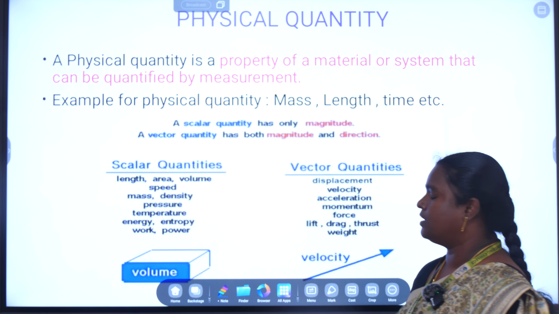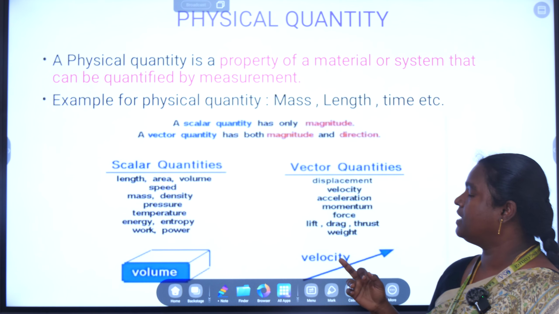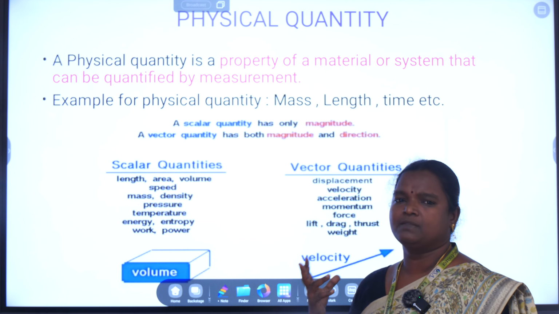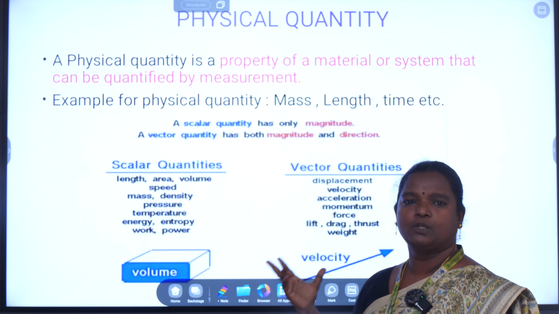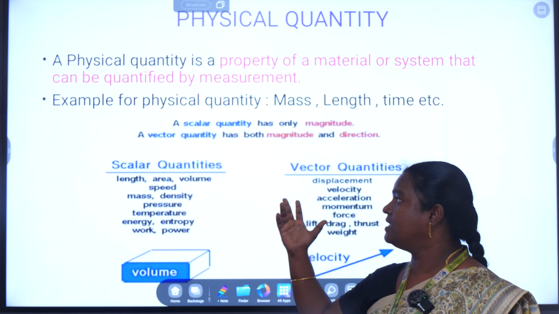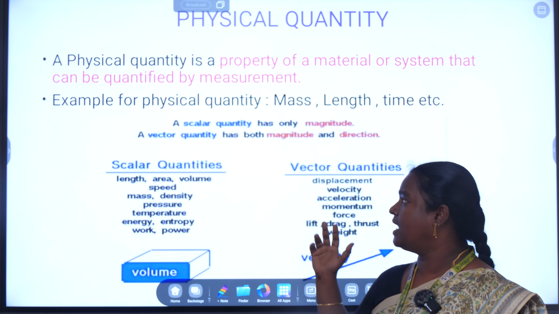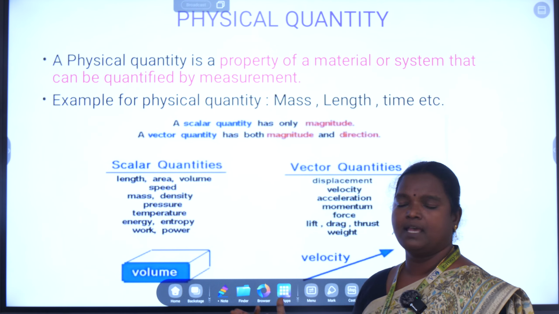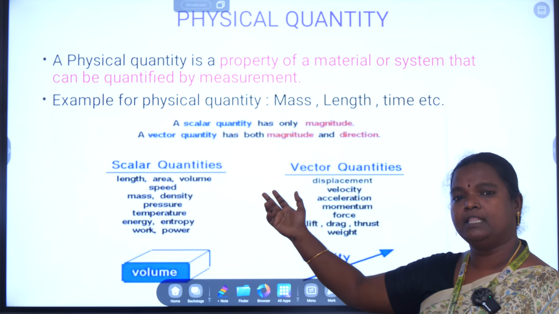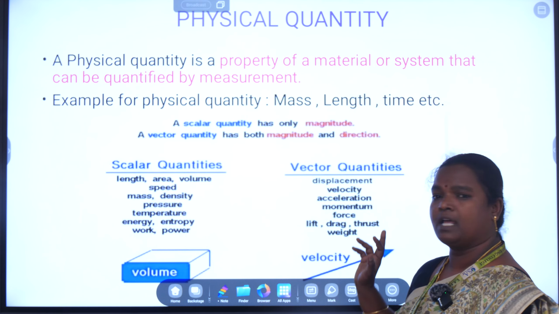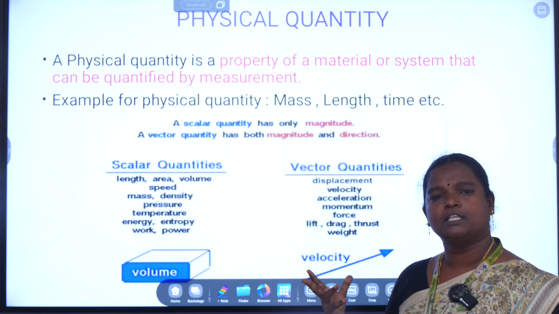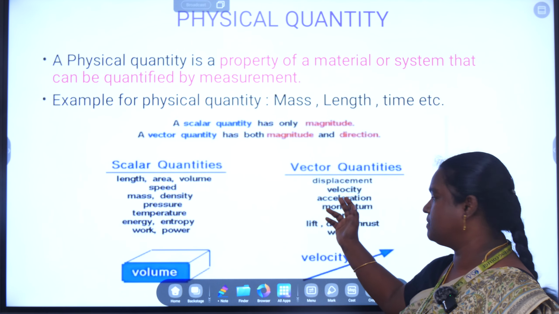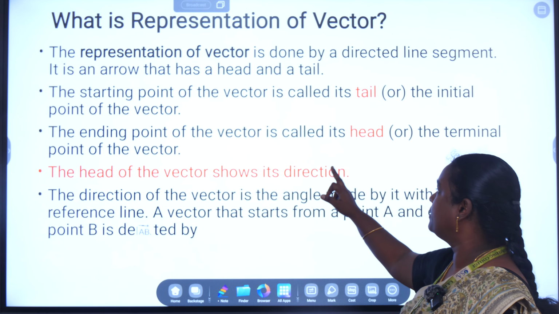So in this lecture, we are going to see about the very basics called quantities. So what are quantities? Something which is measurable is called quantities, and quantities are classified into two types: scalar and vector quantity. Scalar quantities are quantities which have only magnitude. Examples are length, volume, area, etc. And vector quantity is a quantity which has both magnitude and direction. Examples are displacement, velocity, force, etc.